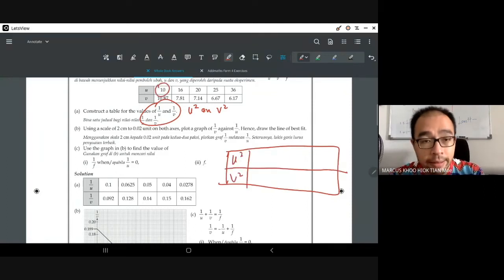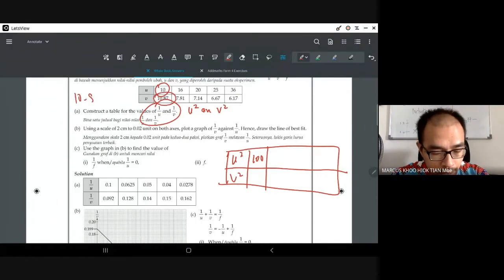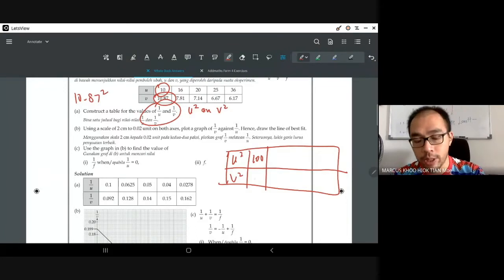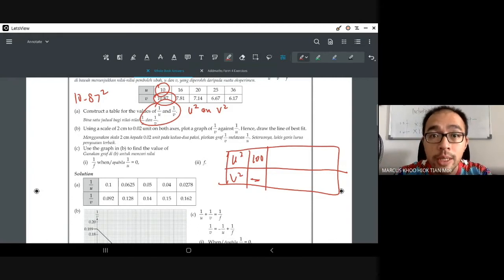U is 10, so u squared will be 10 squared, right? 10 squared is 100. Okay, v is 10.87, so 10.87 squared will be, then you put it inside here. Whatever table the question asks you to do, you follow the table.